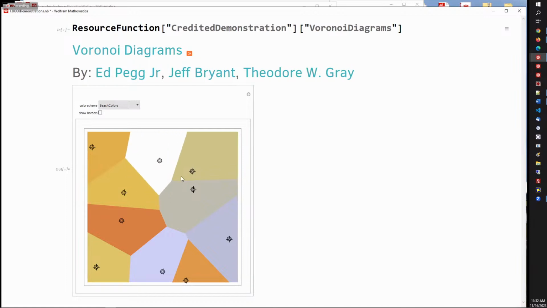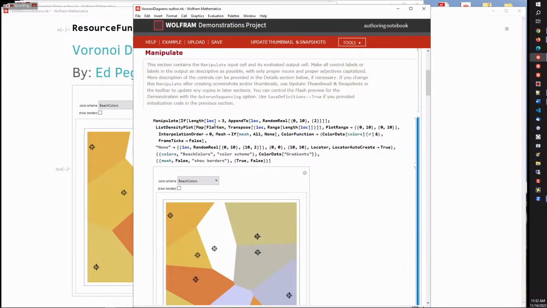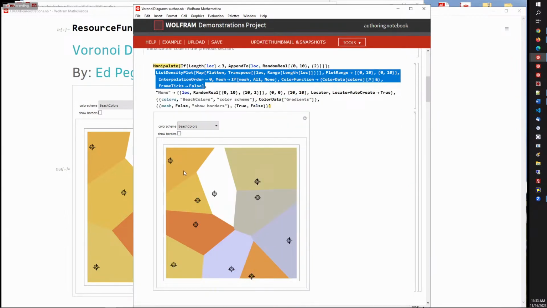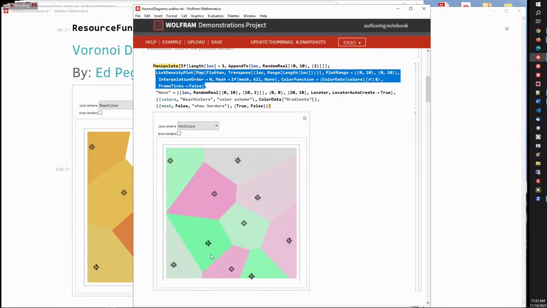Voronoi diagrams. This used to be a much longer set of code. The code is much shorter now. I forget what it is now. Let me see if I can find it here. I'm going to download the code here. So here's the original notebook. And now we just do ListDensityPlot. So there's the complete code for this. And we can change the colors in various ways.